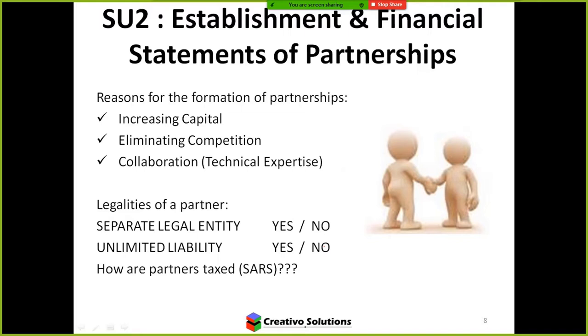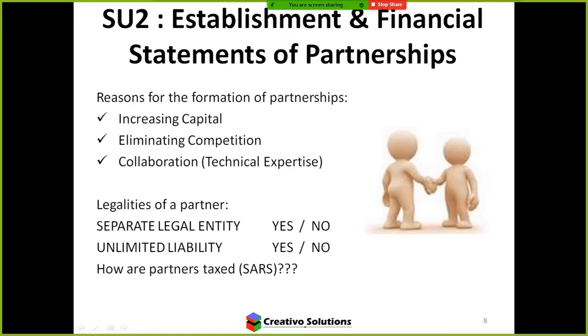When looking at the establishment of those financial statements for partnerships, we need to go through some of the theory. I'm going to refer you to your textbook. Remember that volume 2 textbook that is prescribed for this course? It's a brilliant source of additional information, and they give you lots of background regarding how and why sole proprietors are converted or changed into partnerships.